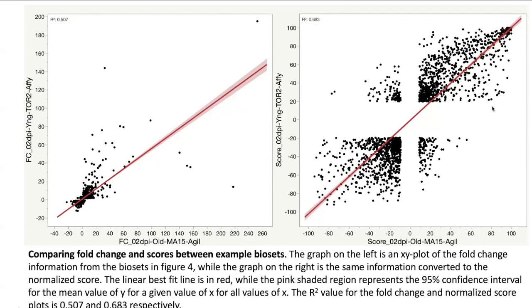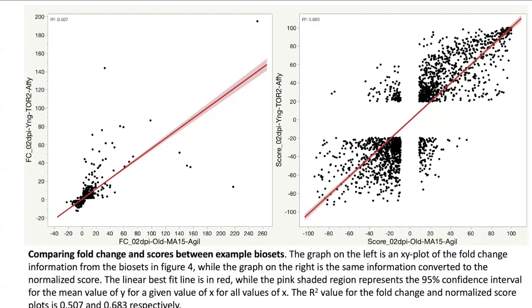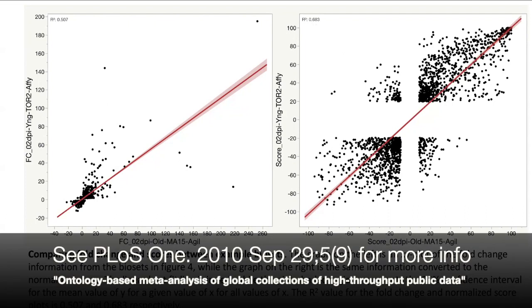So if you see a gene with 100, that was the highest ranked gene with the highest ranked change in that particular data set. And again, everything's ranked from 100 to negative 100. Does everybody understand that? If you don't understand that, let me know.